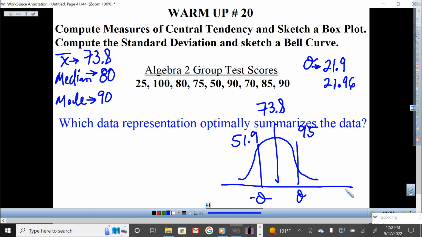All right, continue, Zach. Why? So it shows a range from here to here, okay? And why not the box plot? It's just more clear over here. Did anybody select the box plot? Some of us?